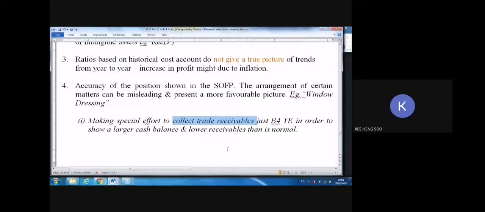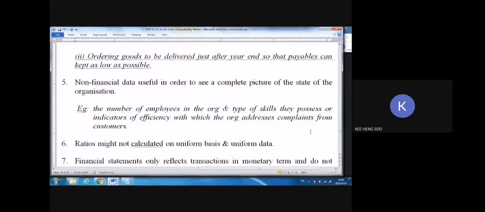Of course, the customer can pay you early because they want to enjoy the discount. Then in your statement of financial position, you will show a larger cash balance and lower receivables than is normal. You can order the goods to be delivered just after year end, so payables are kept as low as possible. You already ordered goods from the supplier, but tell the supplier to hold on until 3rd January, not to send by 31st December. So then on 31st December, when I close my account, my payable will be very little, and it also affects your company's cash flow. You don't need to pay money so fast.